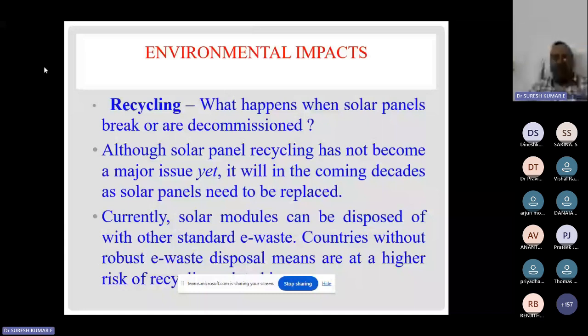Countries without robust e-waste disposal methods are at higher risk. That means definitely India. Definitely, we will face this problem because even though the law is enforced, people won't obey this, industry people won't obey this. So the chances of more solar waste will be there for us in India.